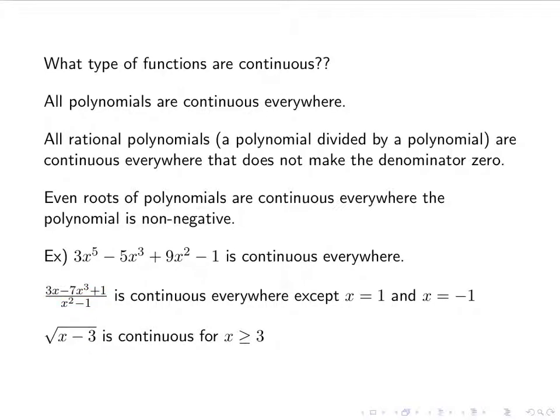Another example, the square root of x minus 3. So this is an even root of a polynomial. It's continuous for any values that are bigger than or equal to 3. So the values that make what's inside the root non-negative.